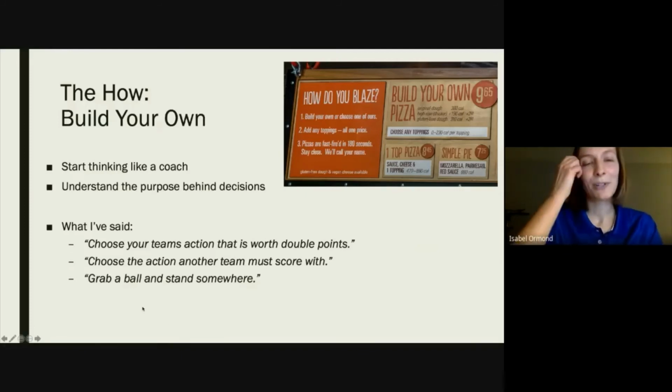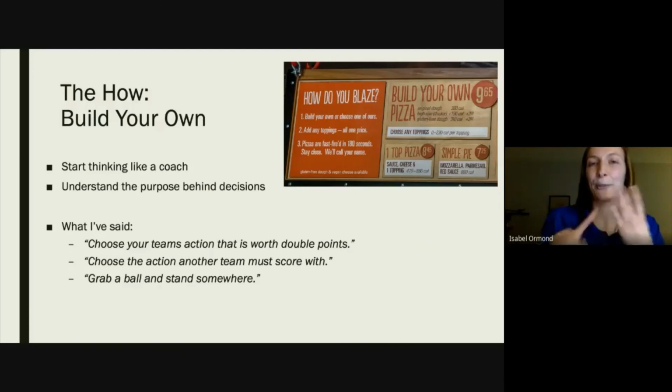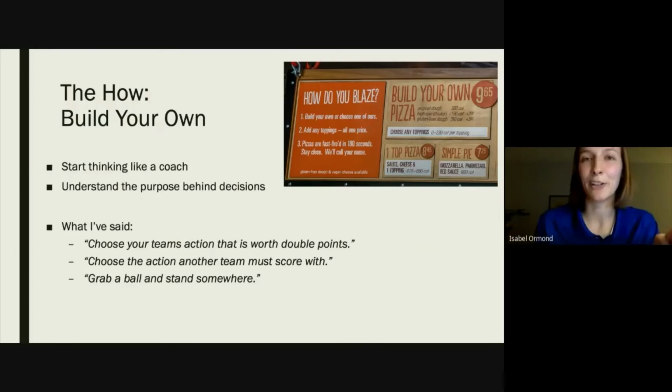And the last one, which is one of my favorites and still a work in progress, I call build your own shooting. So if I have a group of 4, I'll tell 3 players to grab a ball and go stand somewhere on the court.